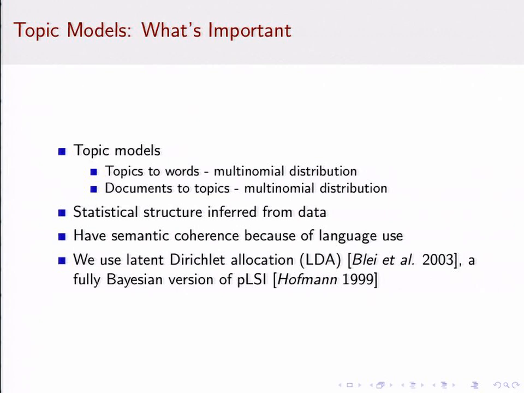And because we're using the language of probability to express these things, we can use statistical inference to figure out what these things are given a set of data. That these topics make sense, that it makes sense to call them topics, is because of the way that words are used in a natural language. And in this talk, we'll be mostly focusing on latent Dirichlet allocation, which is a fully Bayesian version of PLSI. But there are many different topic models under many different names.